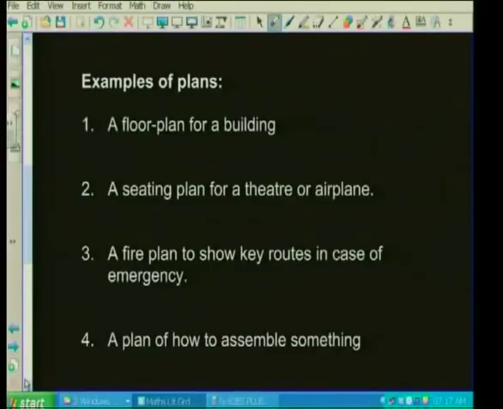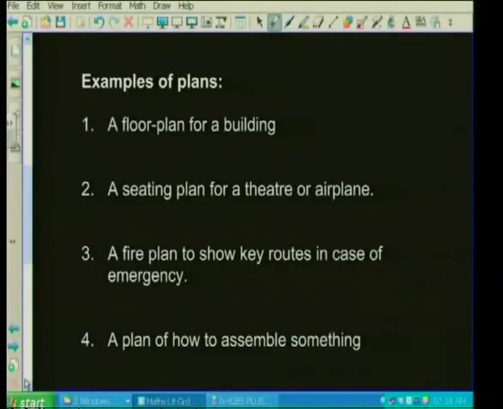Then there's a fire plan to show key routes in the case of an emergency. These are a necessity in most buildings today, especially if that building is large and has many internal corridors. It is vital that you have a floor plan showing you the nearest exits in the event of an emergency.